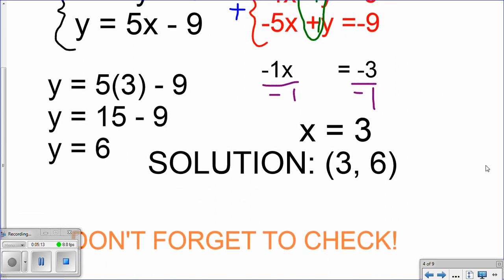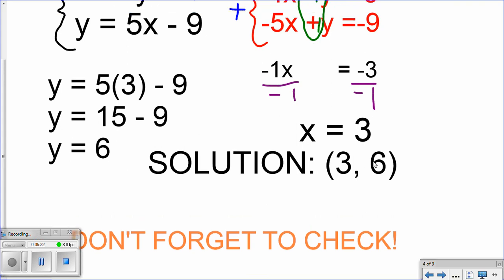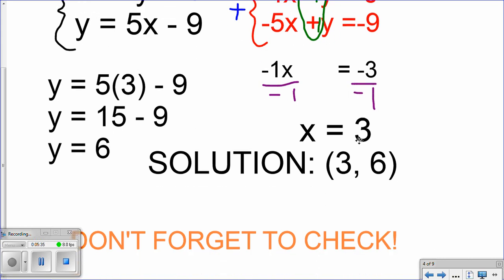Okay? Don't forget to check it. So you can either do this in the calculator and graph the two, or you can just plug it in. So 3 times 4 gives me 12, minus 6 will give me 6, and 6 is equal to 5 times 3, which is 15, minus 9. So it works. Okay?